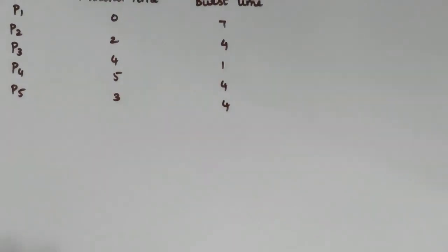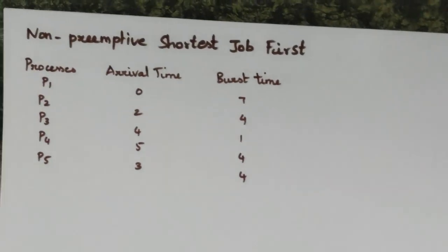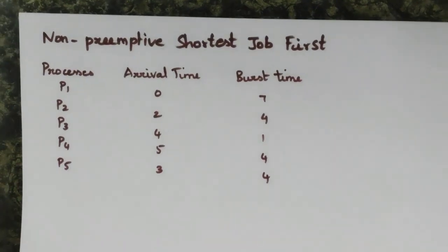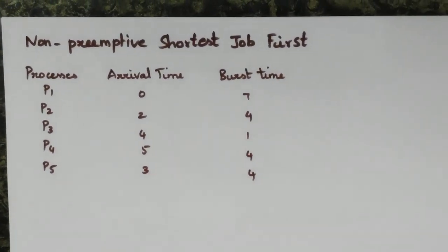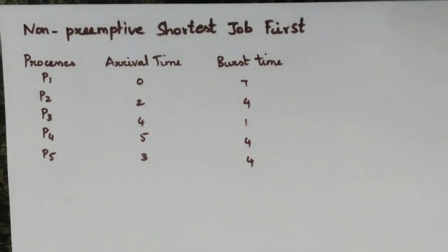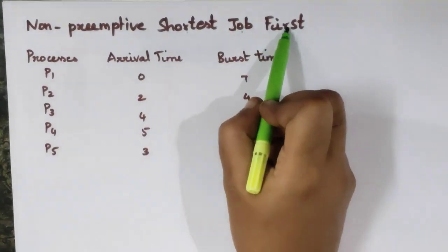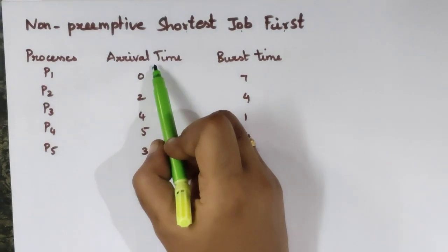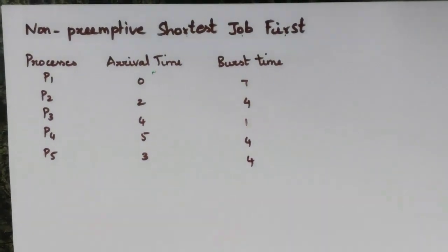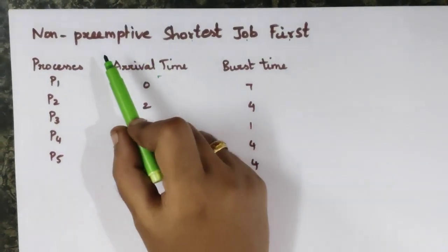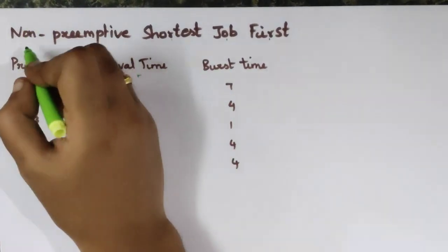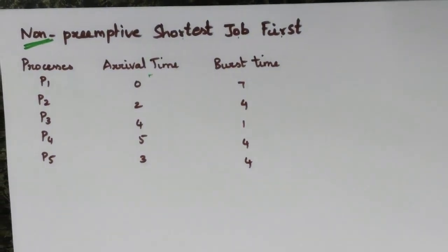In the previous session, we discussed CPU scheduling, first in, first out. Now we are going to discuss shortest job first scheduling. Shortest job first scheduling, if it is based on arrival time, is of two types. One is preemptive, another one is non-preemptive. Now we are going to discuss non-preemptive shortest job first scheduling.